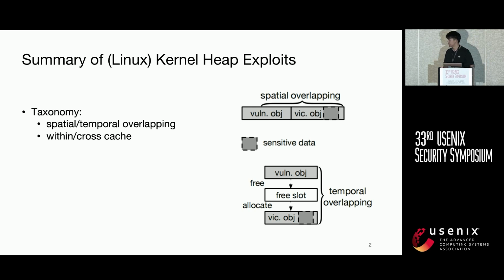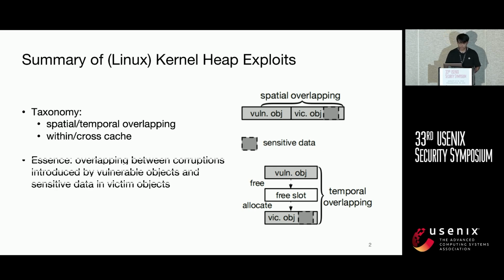Literally, within cache is to apply exploits within the same cache, and cross cache is to apply exploits across different caches. The essence is actually the overlapping between corruptions introduced by vulnerable objects and sensitive data in victim objects.